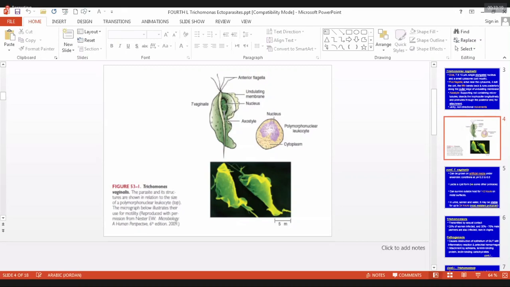And you can see here the parasite and its structure are shown in relation to the size of the polymorphonuclear leukocyte.